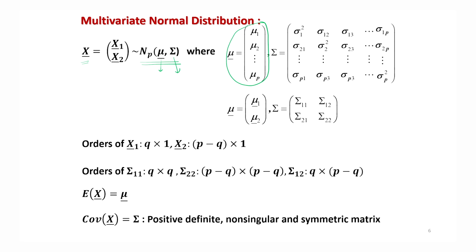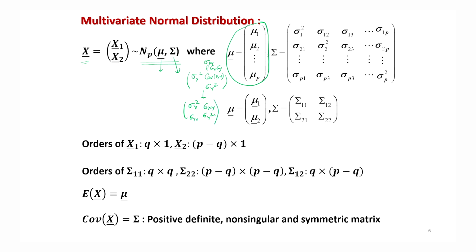And what is here? Sigma. In the case of bivariate, you can write this covariance matrix as sigma x square, sigma y square, and the covariance between x and y, which is rho sigma x sigma y, like this, right? This is indicated as sigma xy. So this covariance matrix can be written as sigma x square, sigma y square, sigma xy, sigma yx.